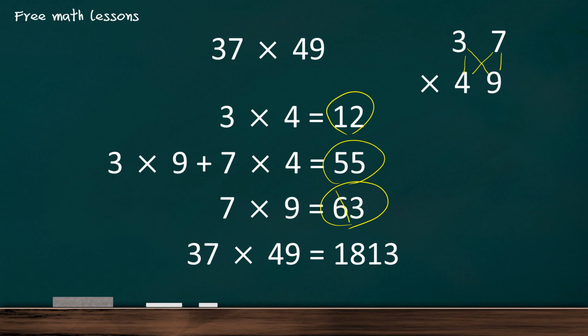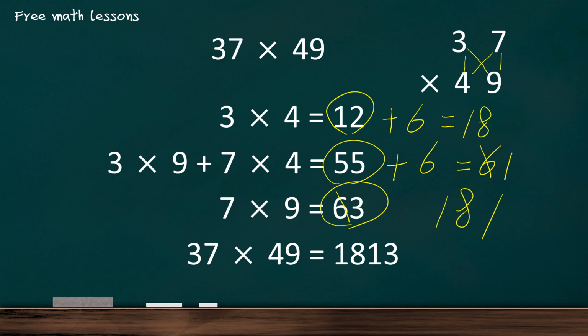Look at the middle equation. 55 plus 6 is 61. Then add the 10 digits of 61 to the top 12. You get 18. So the answer is 18/1/3, which is equal to the number 1813.